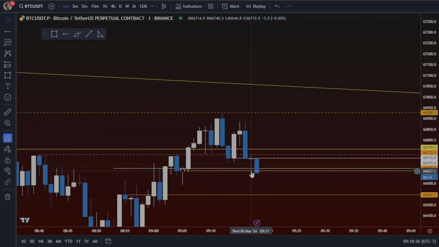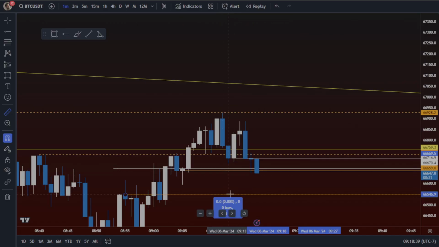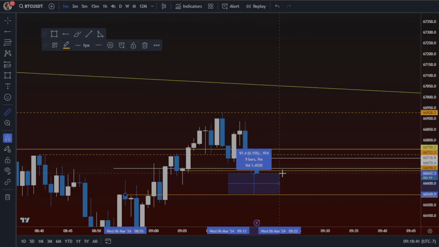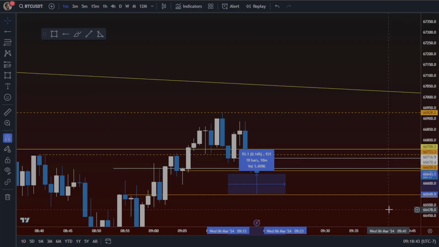Oh, this thing actually started to move down a bit. We're back where our exit was. So from here, we're back right here. So we might have actually been able to hold for a little more here. I don't know if it's really worth it, to be honest.